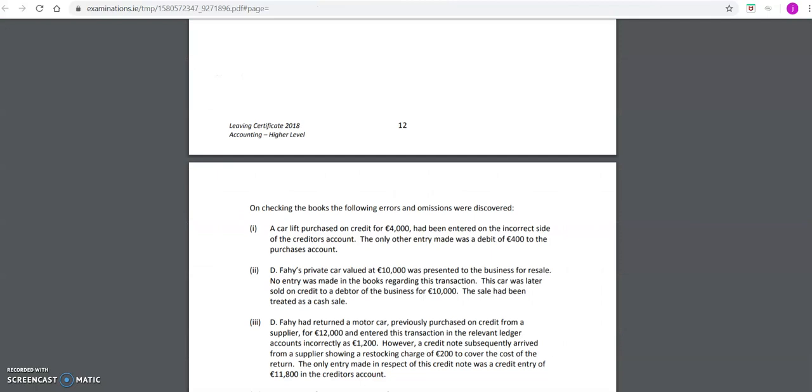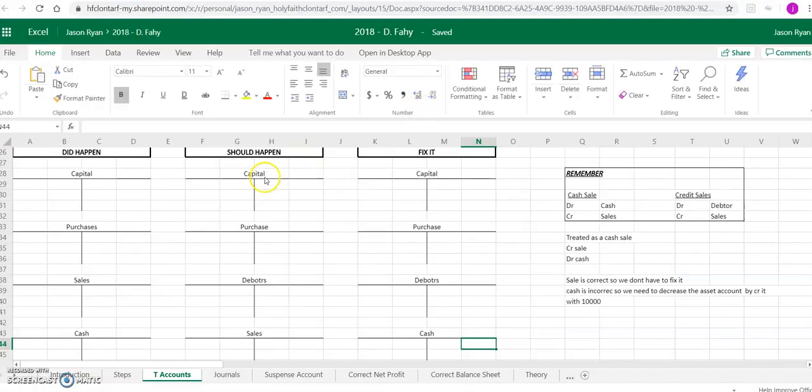Okay, so let's have a look at the second adjustment, or the second suspense question. D5's private car valued at 10,000 was presented to the business for resale. So anything that's presented to the business is going to be capital, and it's presented for resale, so it's going to be a purchase from the business point of view. So no entry was made in the books regarding this transaction. So what we're going to have for this one is you're going to need a capital account. So your capital account is a liability.